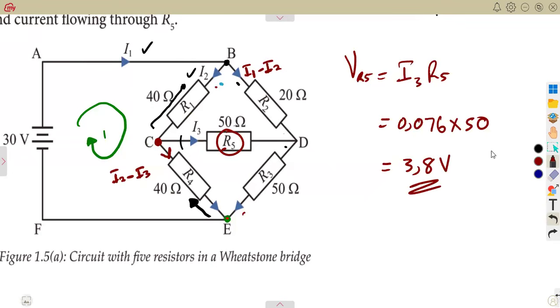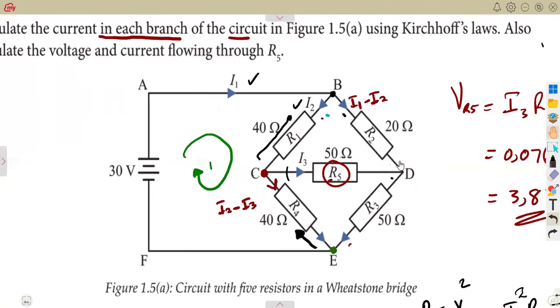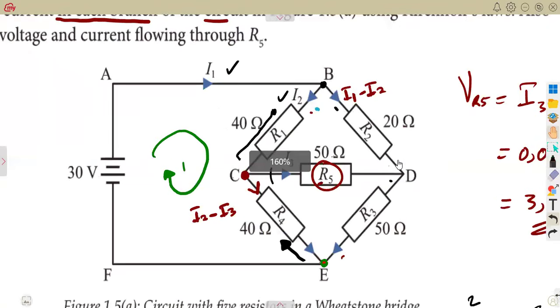If it is to calculate the power, they can also ask you to calculate the power. For power, if you have voltage and resistance, you can use V squared over R. If you have only current and resistance, you can use I squared R. Or if you are given voltage and current, because now the voltage is there and the current is there, you can calculate power in any other way if you are being asked to calculate that power. So these are the typical questions that you might be given on a bridge network.